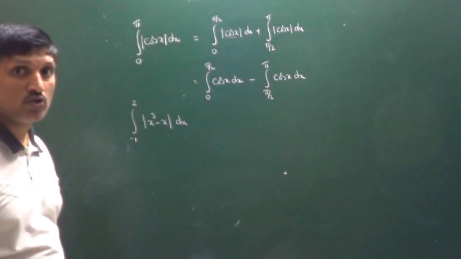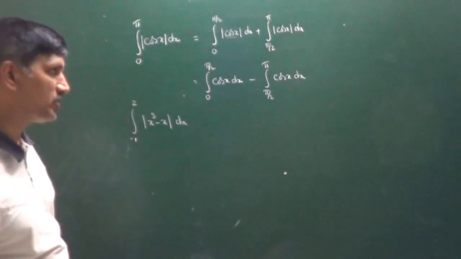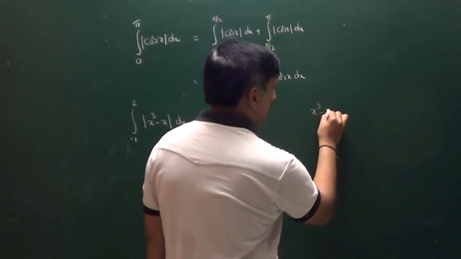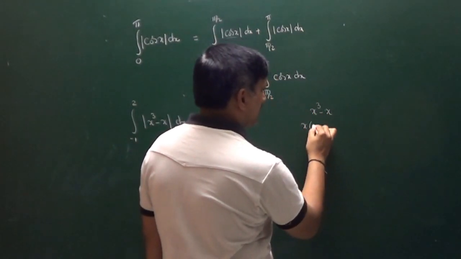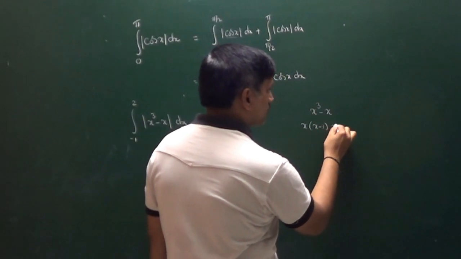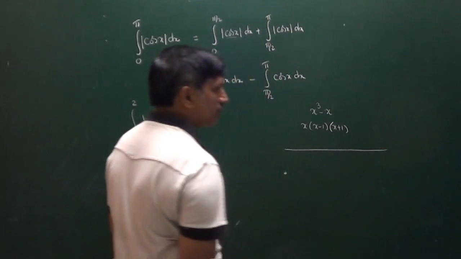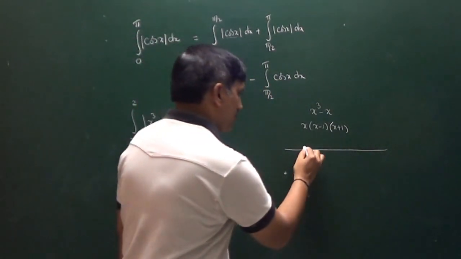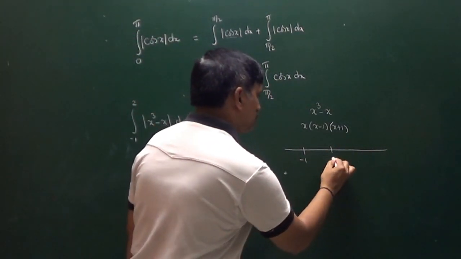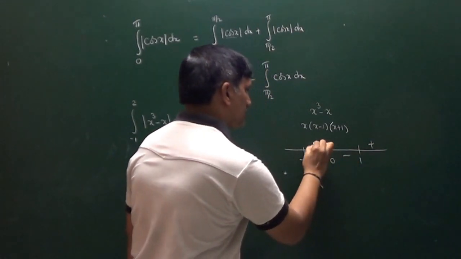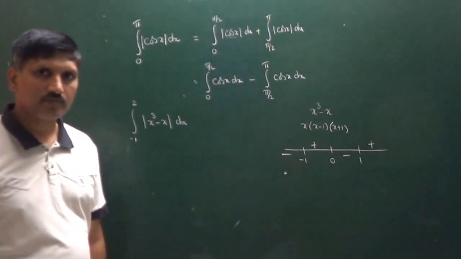Integral from minus 1 to 2 of modulus of x cube minus x dx. How to proceed with this particular problem? All of you observe here. x cube minus x, we can write as x into x minus 1 into x plus 1. We have to know about the sign convention of this function. Now this is minus 1, next we have 0 and next we have 1, with signs plus, minus, plus, minus.